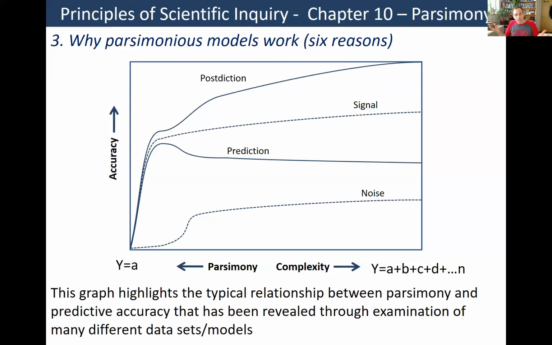So the true workability of the vaccine or the drug or something like that. And now you can see that accuracy of post-diction is basically signal plus noise. So if you take this noise model and you take the magnitude of that and add it to the signal, you essentially get post-diction, right? But that's not the case for prediction. Prediction actually subtracts that noise.